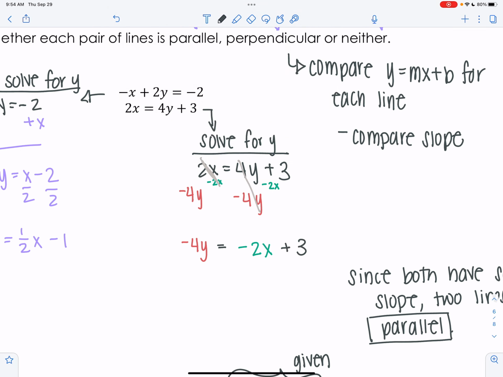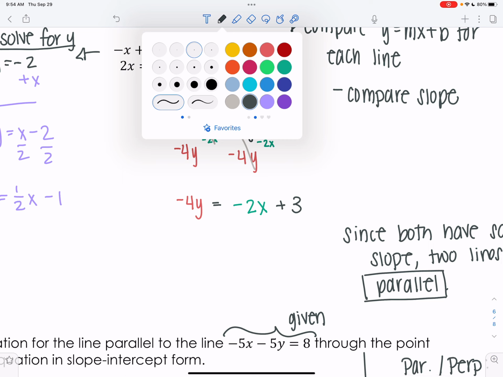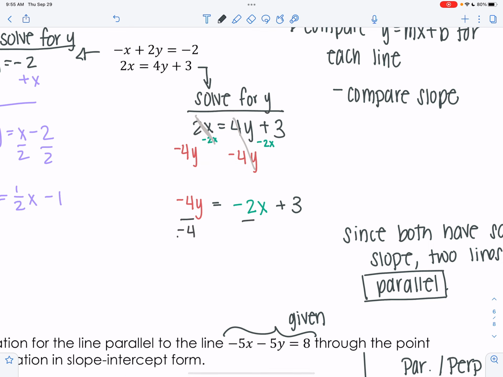So you could have done this several different ways. You could have moved them over in different steps, but here's just one example. Now I'm going to divide everything by that -4. Divide by -4, divide by -4, and get y equals 1/2 x minus 3 over 4.